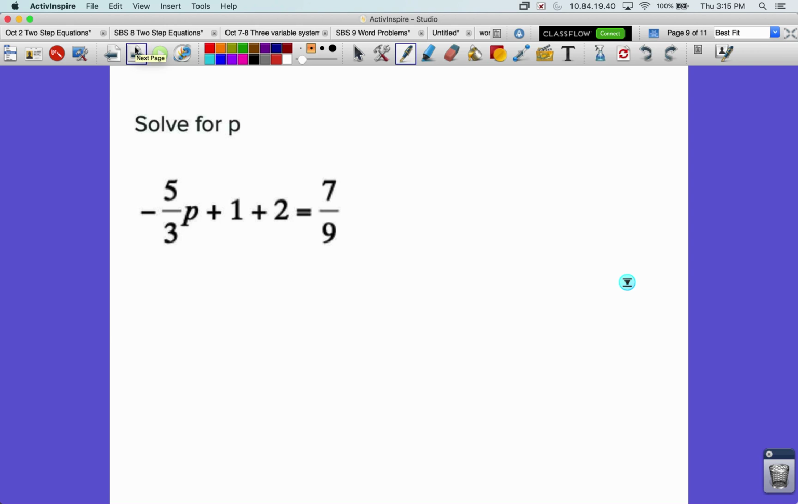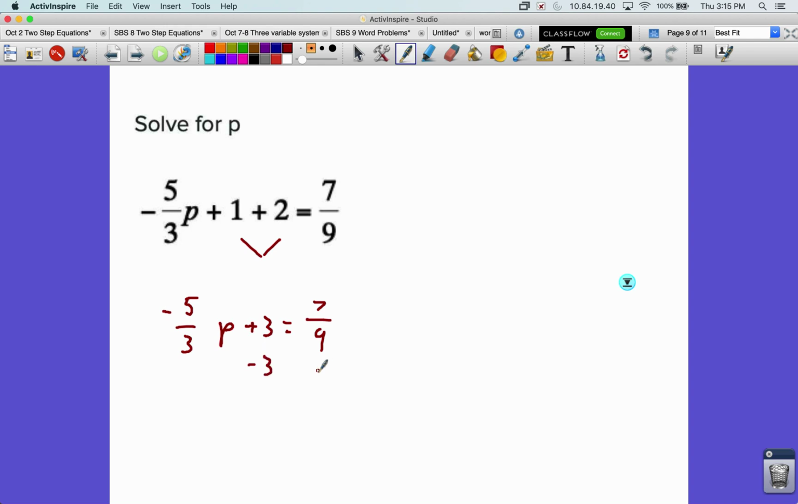All right, another one with fractions. Copy it down. All right, I do have some like terms here that I can get rid of. Well, at least I can combine. Add them together, the 1 plus 2 becomes a 3, so now I've got negative 5/3 p plus 3 equals 7/9. Let's move this 3 to the other side.